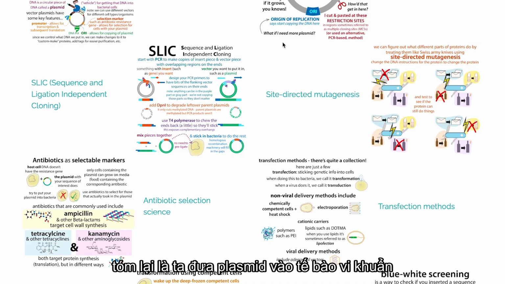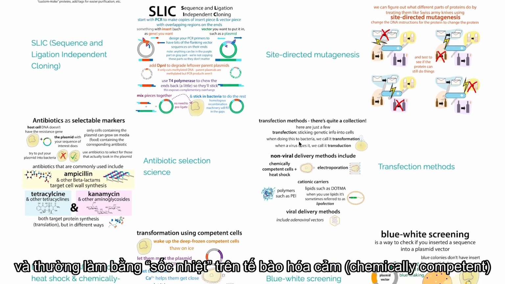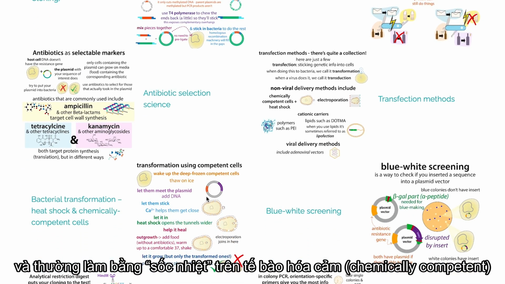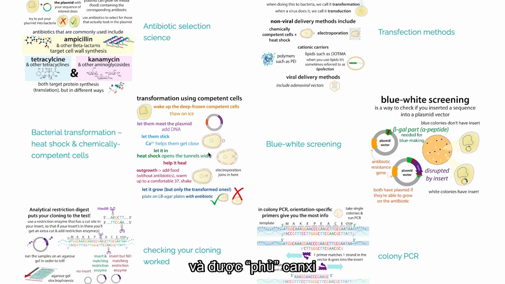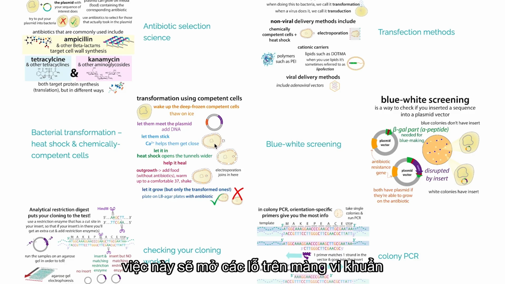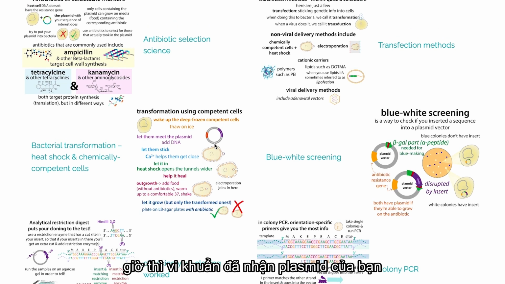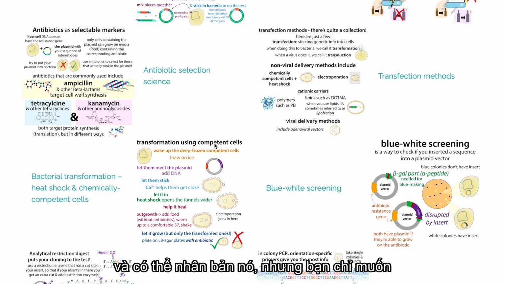And basically, we stick the plasmid into bacterial cells, and often this is done with heat shock and chemically competent cells. So we take these bacteria that are weakened, and they're coated in calcium, which is going to neutralize the negatively charged membrane and the negatively charged DNA, allowing them to get close. You heat shock them. You stick them in a warm water bath for 40 seconds or so. This is going to open up pores in the bacterial membrane that the DNA can then sneak in. Now the bacteria has taken in your plasmid, and it can make copies of it.